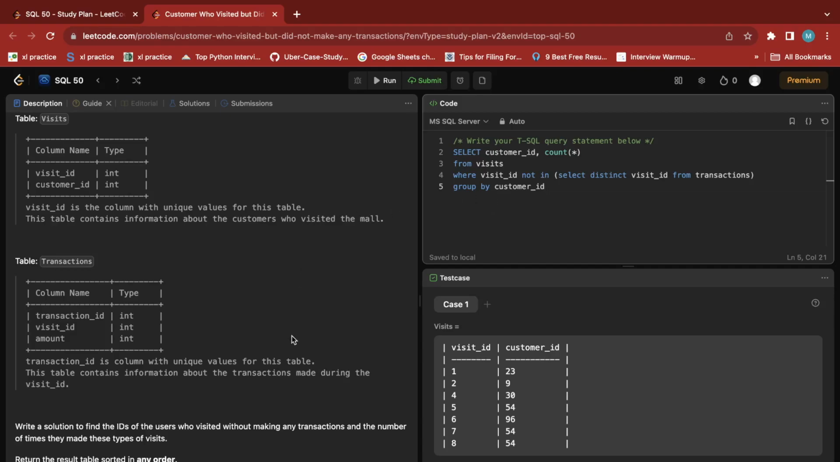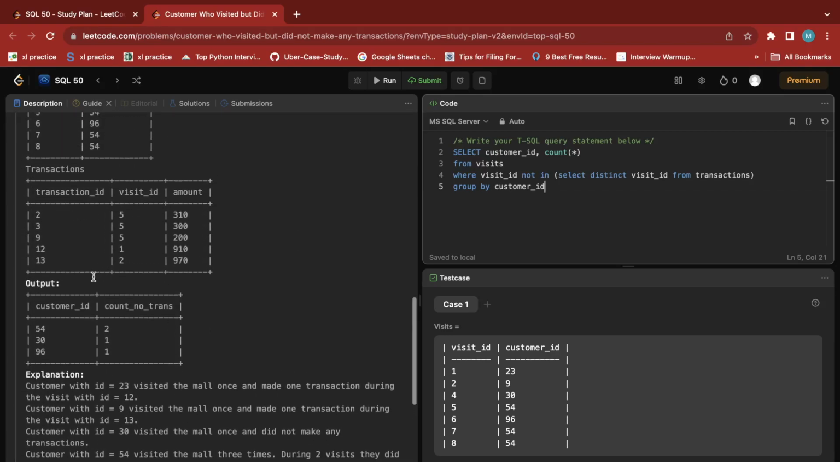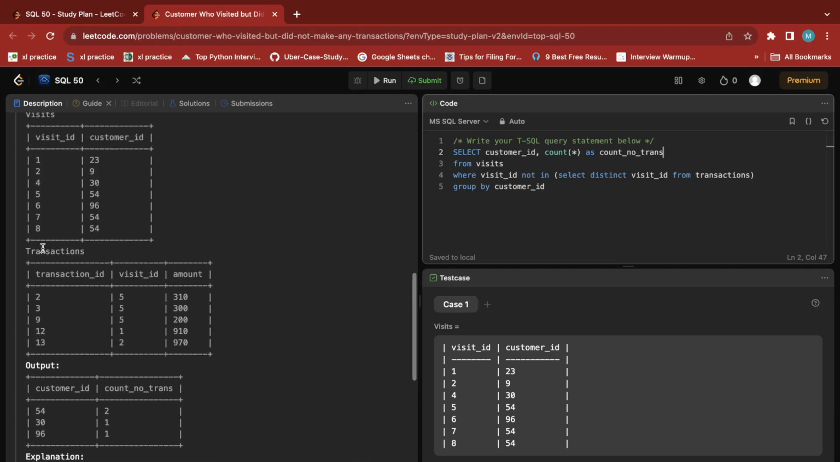So yeah, and over here it's written that I have to output the count with this alias. So I will be using this. So select customer ID comma count star as count no trans from visits where visit ID not in, and we select distinct visit ID from the table transactions group by customer ID.